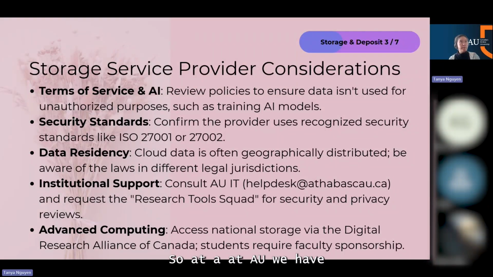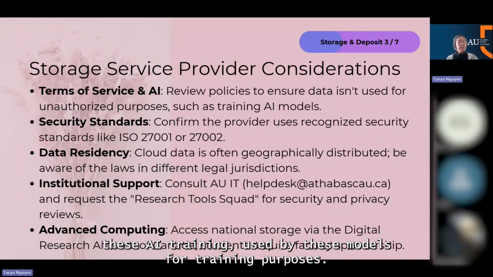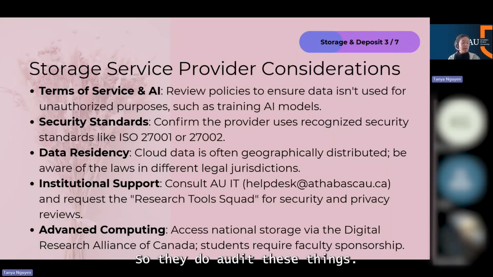At AU, we have Microsoft Office tools like OneDrive and SharePoint. From my understanding, they did a security review and they did turn off the AI training settings, so our data isn't being used by these models for training purposes. That's a great thing. They do audit these things.